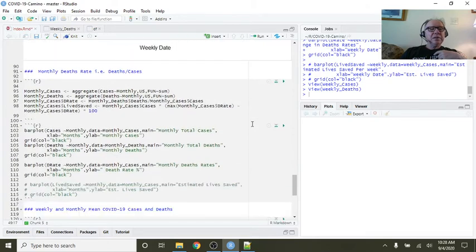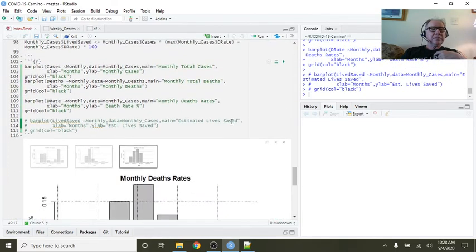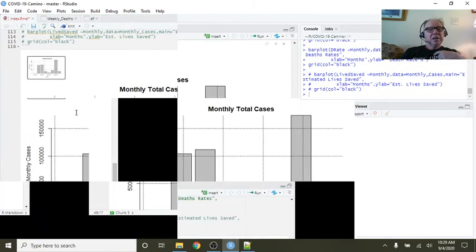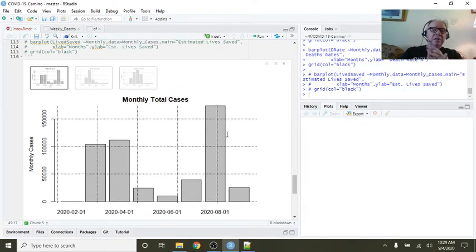Let's take a look at monthly. Nothing really surprising. A huge spike in August, surpassing the spike in March and April. We're off to a start here. I'm not quite sure what this is. I mean, this is September. This is the week beginning with August 30th. And deaths.